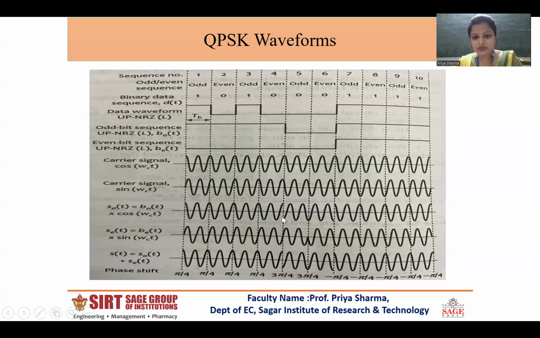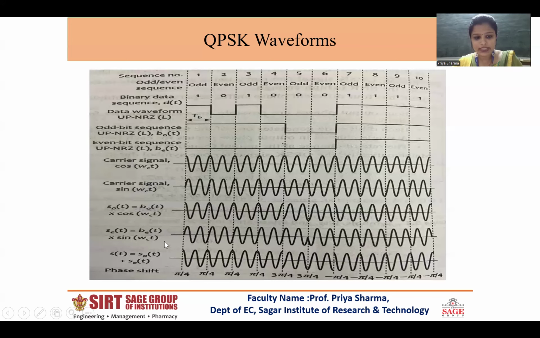As it has become 0, it will shift by 90 degrees. Then again it has 1, so it will follow the carrier signal again, as it is 1 throughout. Then coming to the even portion, even is multiplied with the sine. So this is our even, it is multiplied by sine. As it is 0 till here, it will follow the sine wave. It is following the sine wave till here. It will follow till the 8th position, and then there will be a phase shift from here.